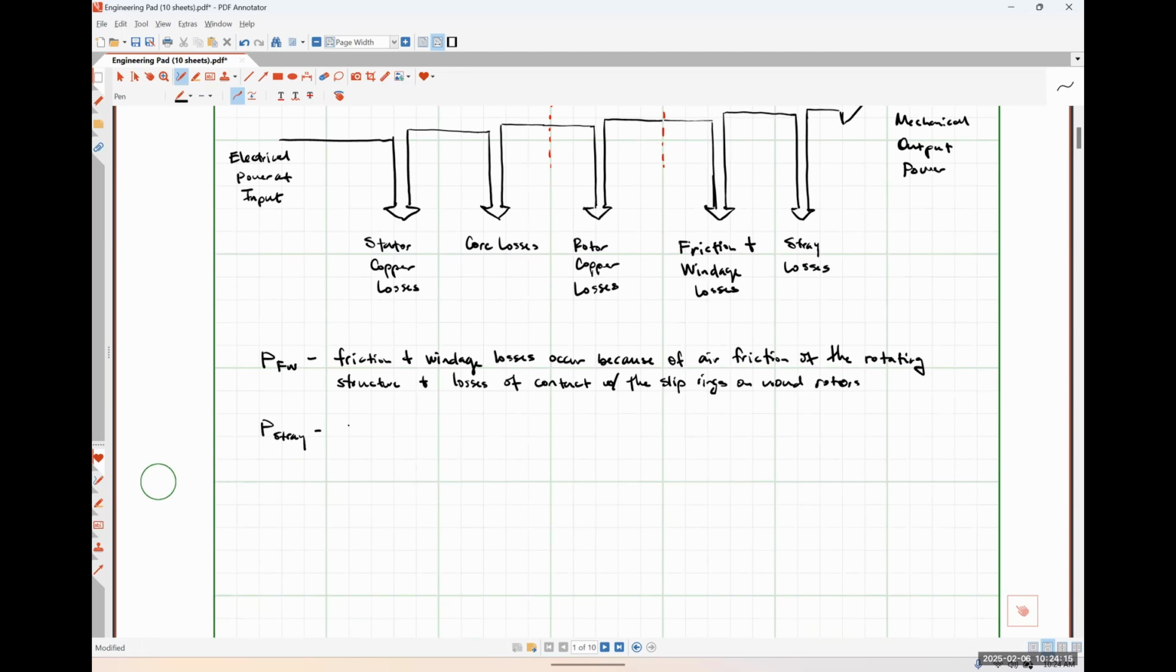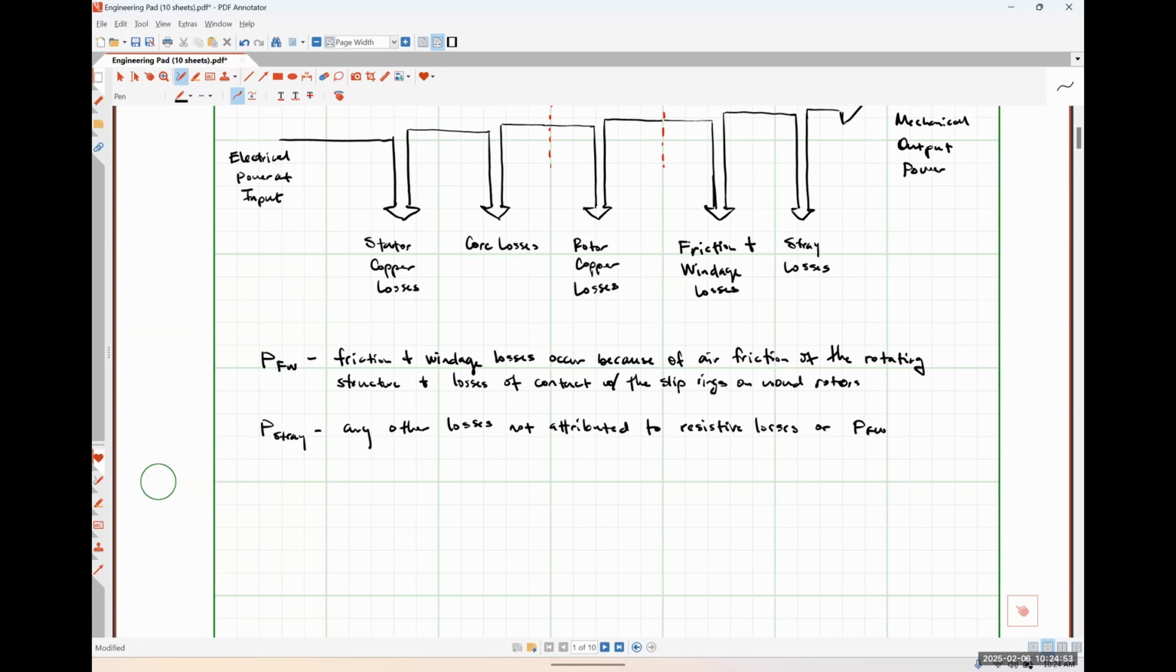are literally just any other losses not attributed to resistive losses or our friction and windage losses. So it's just literally any other losses we see where our output is a little bit lower than we expected, we just call it a stray loss. And we don't really worry about what that is.